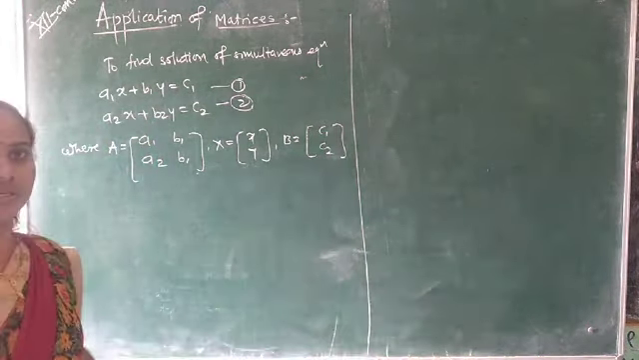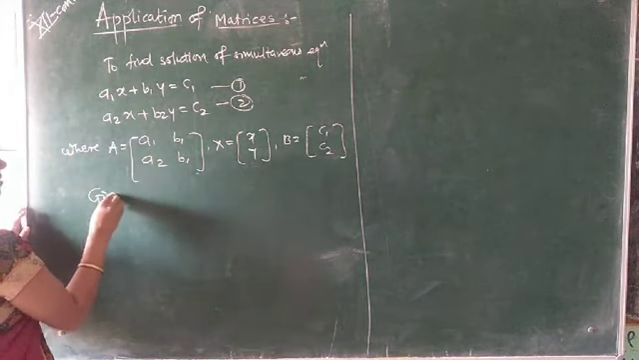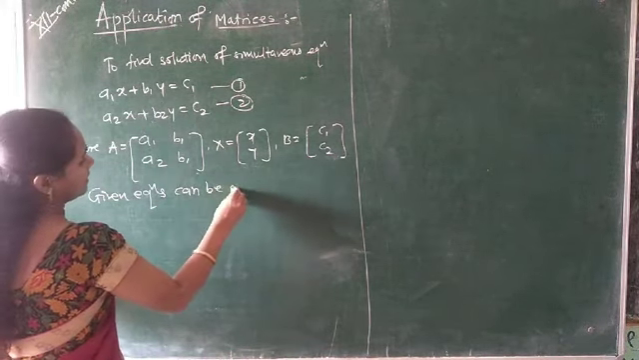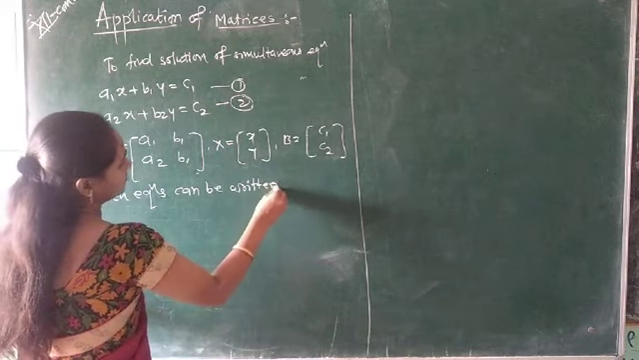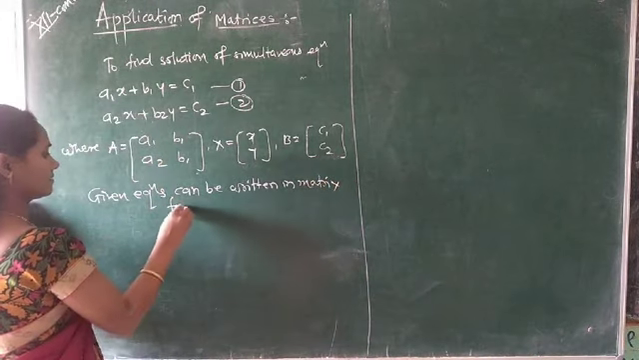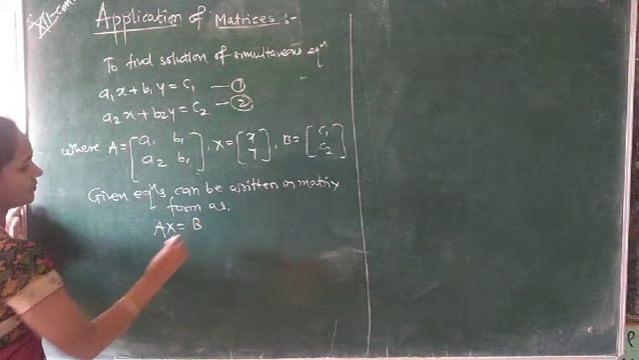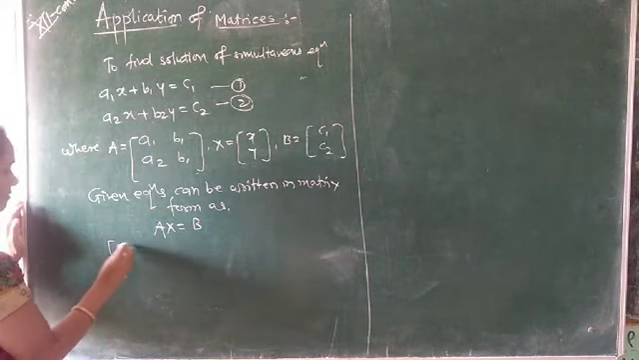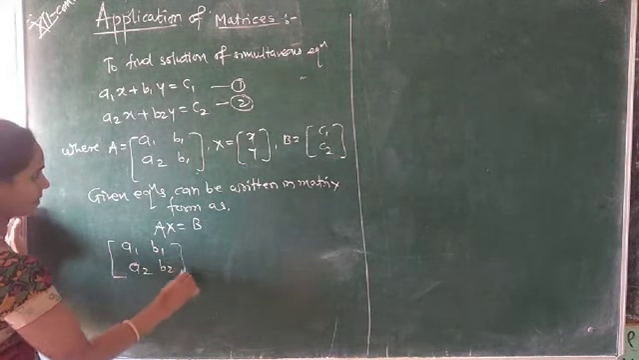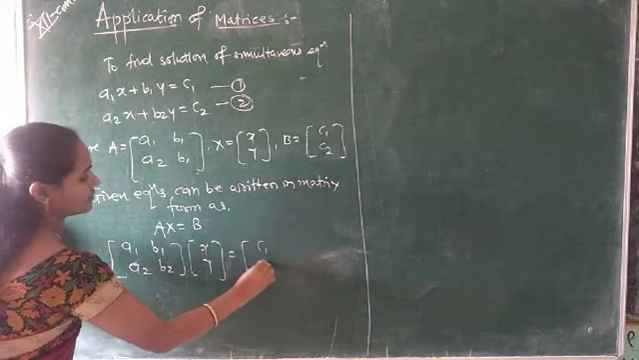Then the given equations can be written in matrix form as AX is equal to B, that is, a1 b1, a2 b2, times x y is equal to c1 c2.